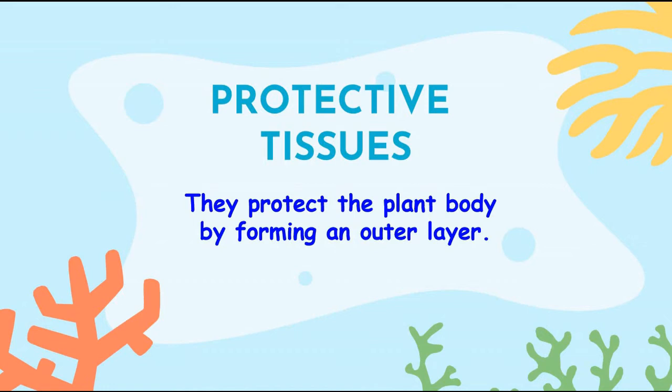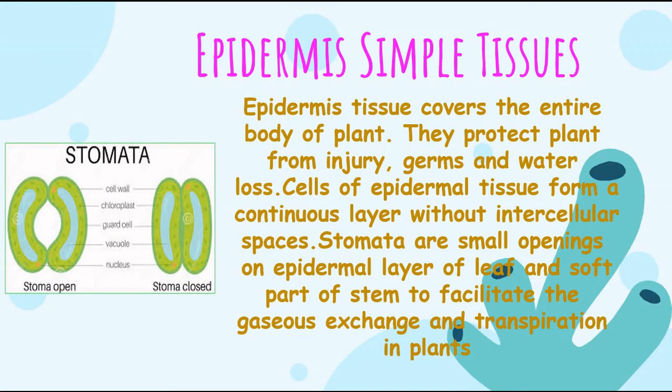So what is the main role of protective tissues? Protective tissues are just like bodyguards. They protect the plant body by forming an outer layer. It's just simple in human body also. We can just change this plant body and make it human body. They protect the human body by forming an outer layer. So protective layer is pretty simple and easy. So what does this thing do? Even this has two types.